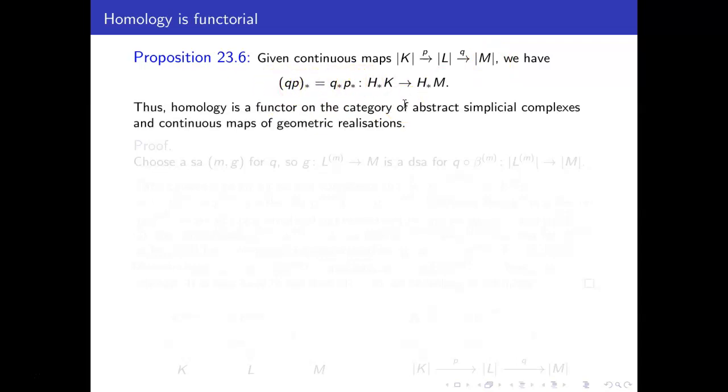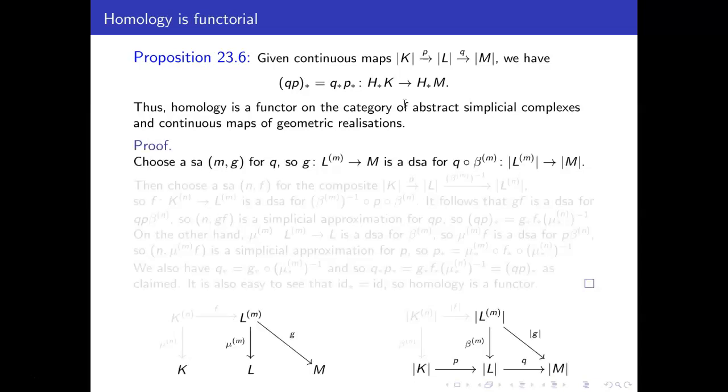So if we can prove that, that says that homology is giving us a functor from an appropriate category. We've got a category where the objects are abstract simplicial complexes, and the morphisms are continuous maps between the geometric realizations of those complexes. Okay, so let's prove this.